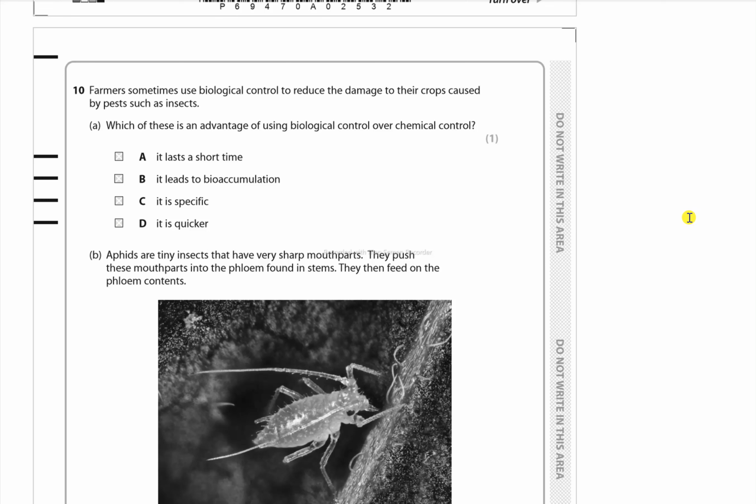Okay, we're carrying on with this paper. Farmers sometimes use biological control. So you can use two types of control to reduce damage to crops or control pests.